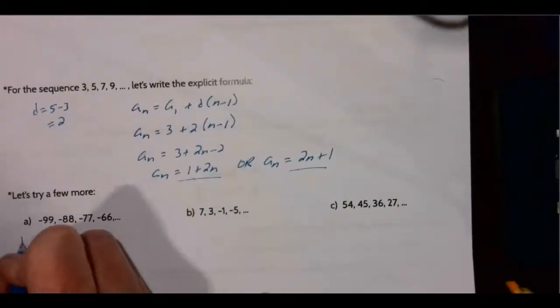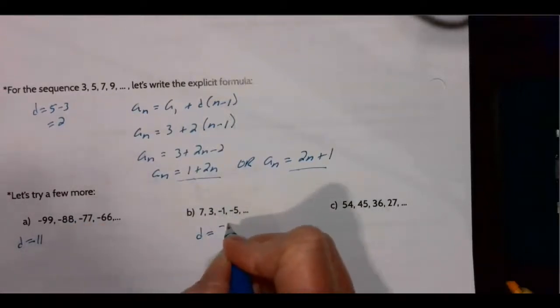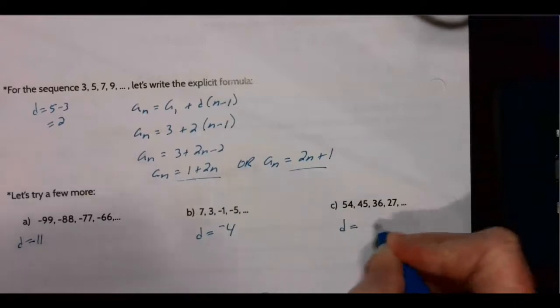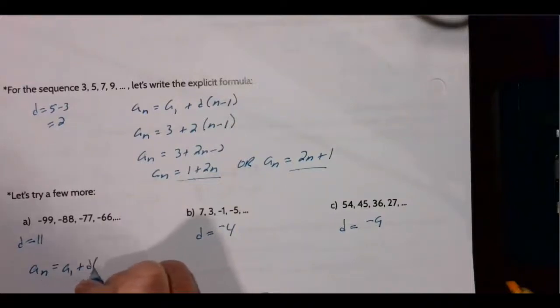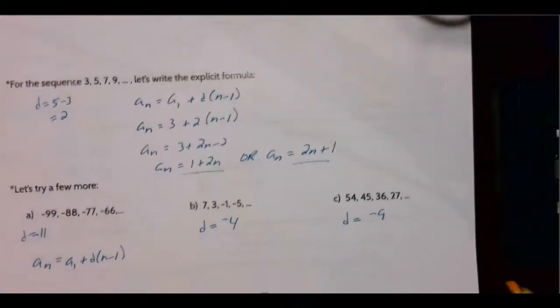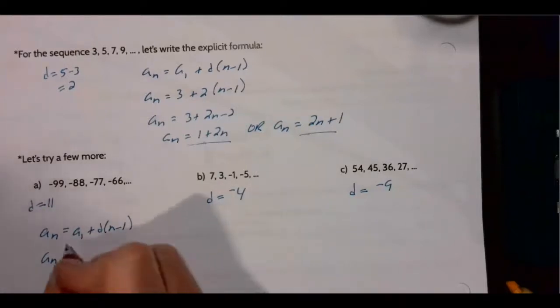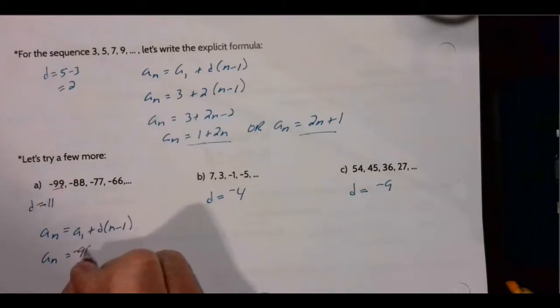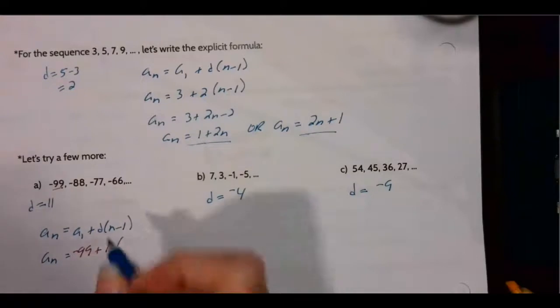So we already know the difference for this one was 11. The difference, and I'm just taking these from up top, this one's negative 4, and here my difference is negative 9. So let's plug it into a sub n is equal to a sub 1 plus d times n minus 1. Might not be a bad thing to memorize. We're going to plug everything in. A sub n is equal to a sub 1, which we know is negative 99, plus the difference of 11 times n minus 1.